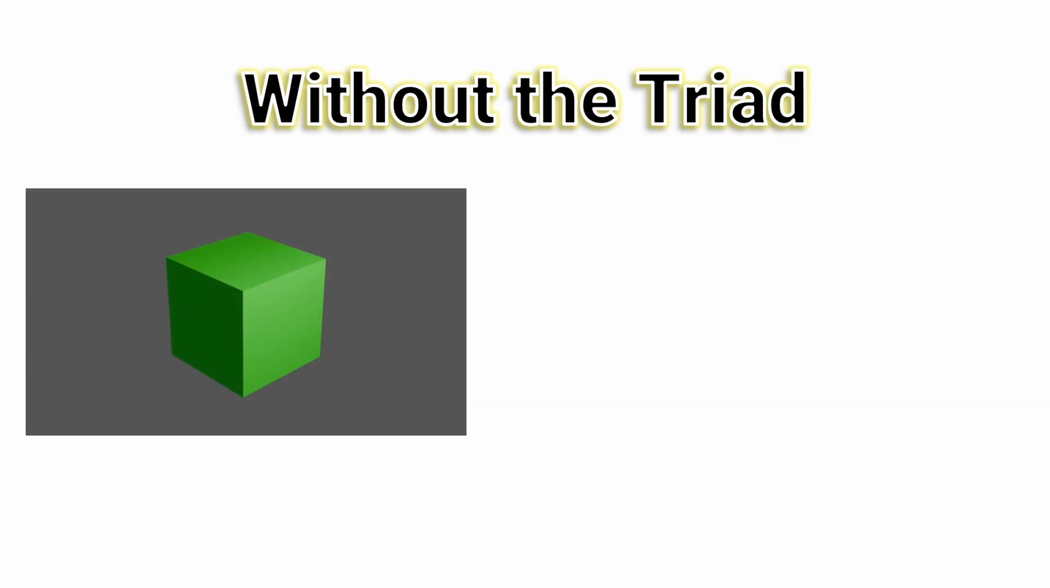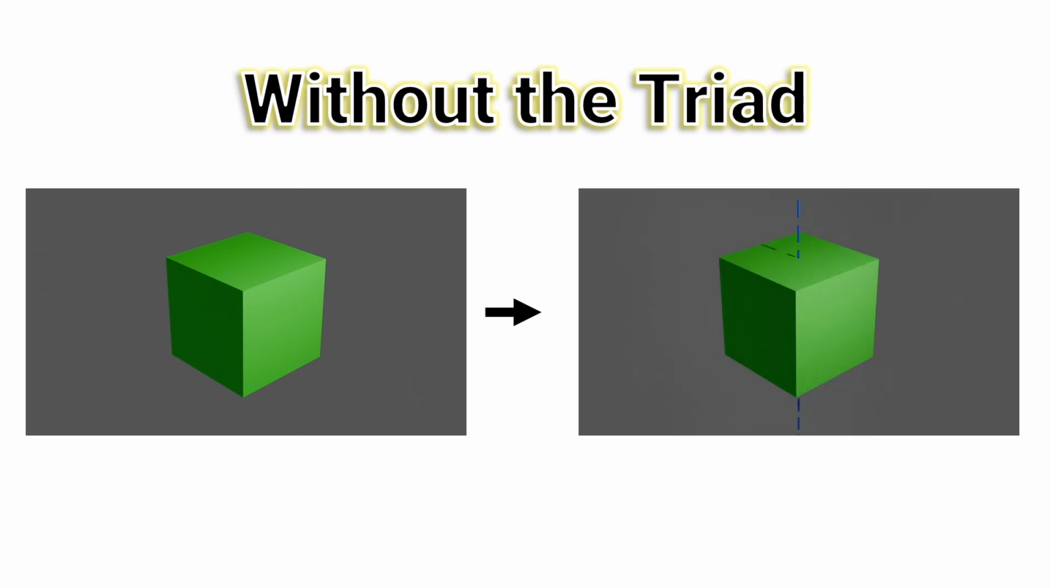So what will happen without the triad? So let's see a practical problem. You see that this is a cube, right? Let me rotate it about a vertical axis, the blue axis that you can see. And now, can you see the difference between the left image and the right image other than the axis? I don't think you can see visually any difference between these two.